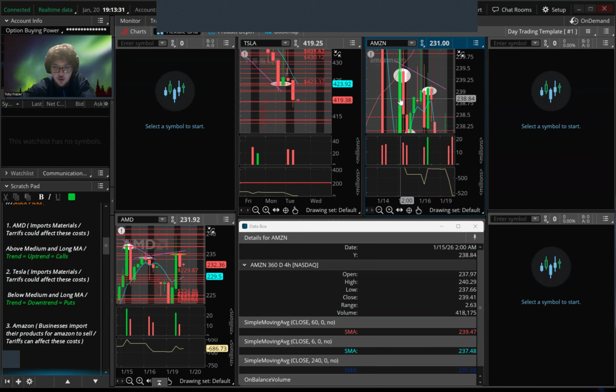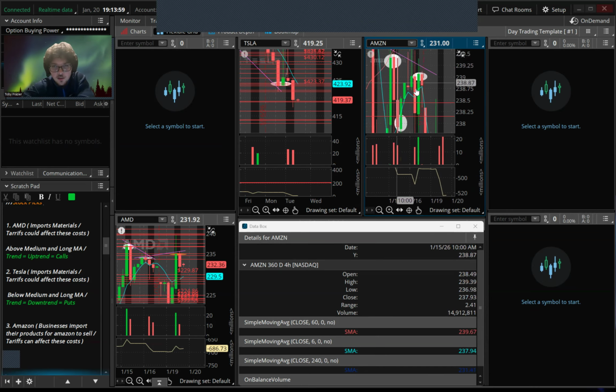Close at 41 cents, and open at 42. Now open at 42. So that 42-cent open is our swing high.